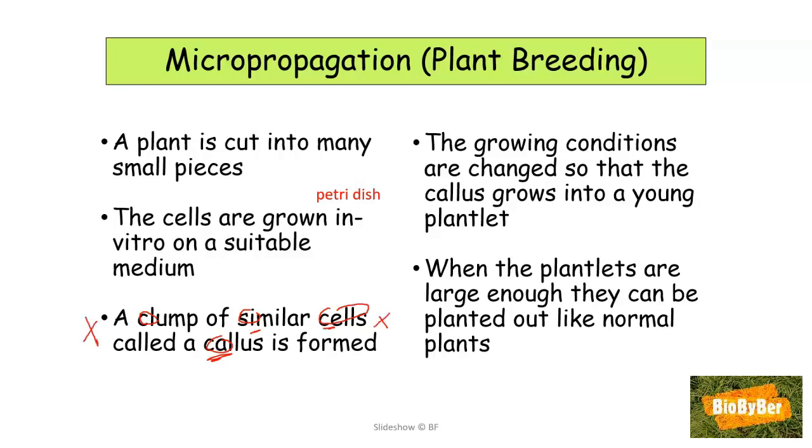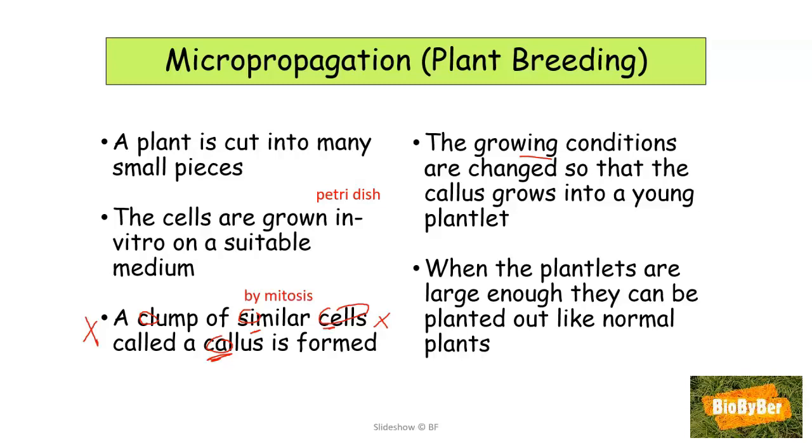Having formed a clump of similar cells called a callus, the growing conditions are changed, so that the callus will grow into a young plantlet or small plant, rather like weaning a baby from drinking milk to solid food. The growing conditions are changed here, so that the cells grow into a young plantlet. When the plantlets are large enough, they can then be planted out like normal plants.